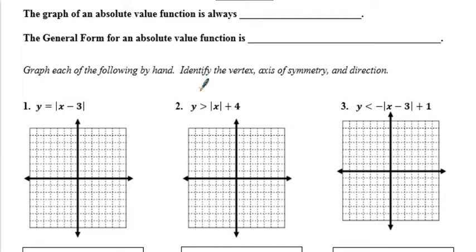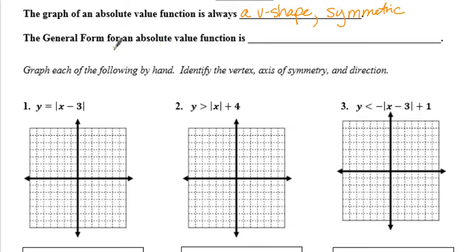If you recall, a graph of an absolute value function is always a V-shape. Remember that? Every time we graphed an absolute value, it was a V-shape with a nice pointy vertex. It's also symmetric, and we'll talk a little bit more about its symmetry today. So keep in mind that it's always a V and it's always symmetric.